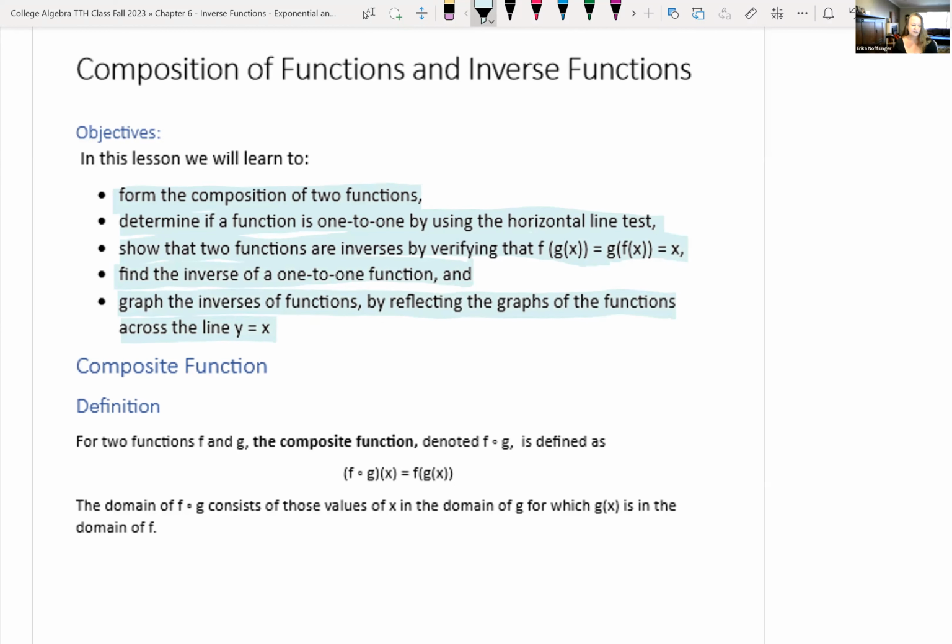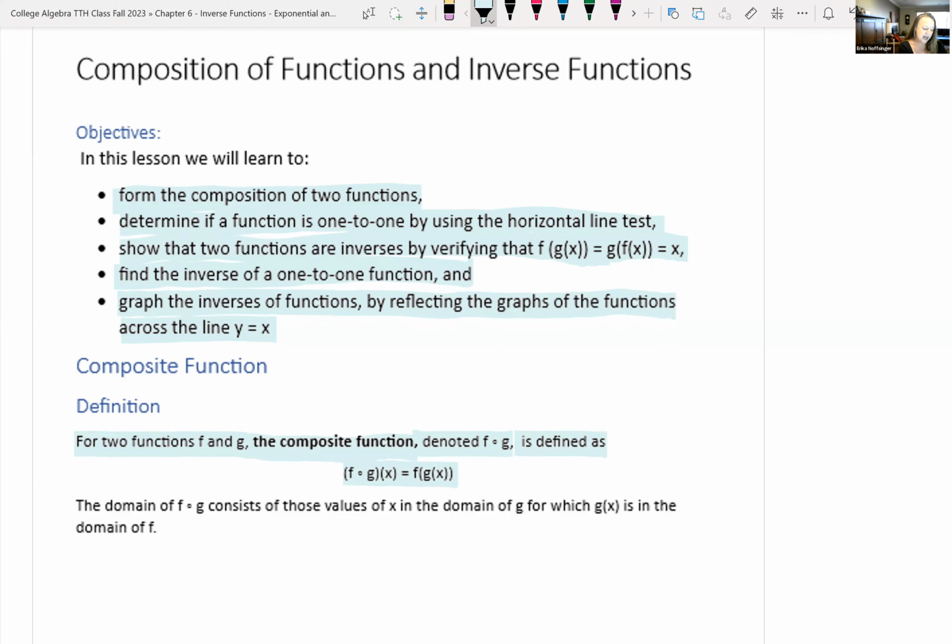Okay, so composition of two functions is where you're plugging one function in wherever you see an x of another function. So the definition: for two functions f and g, the composite function, denoted by f with a little circle and then g, is defined as f of g of x, f parentheses, g parentheses, x, and close parentheses. So that's the notation for the composite function f of g.